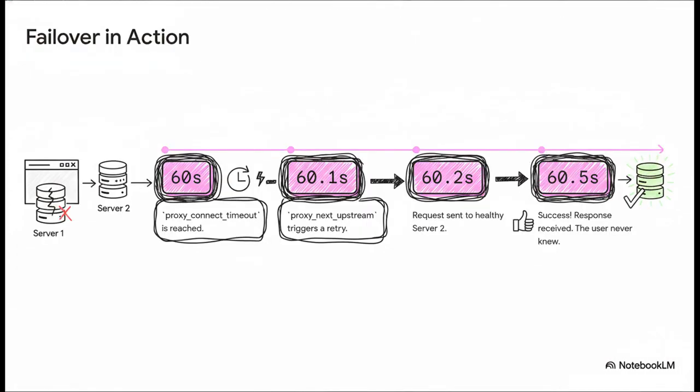So let's walk through what that looks like in real time. A request goes to backend server 1. Uh-oh, nothing's happening. The 60-second proxy_connect_timeout is reached. Instantly, proxy_next_upstream kicks in and says, nope, try the next one. The request is immediately sent to backend server 2. And less than a second later, success. The user gets their page and they have absolutely no idea that anything ever went wrong. That is what resilience looks like.